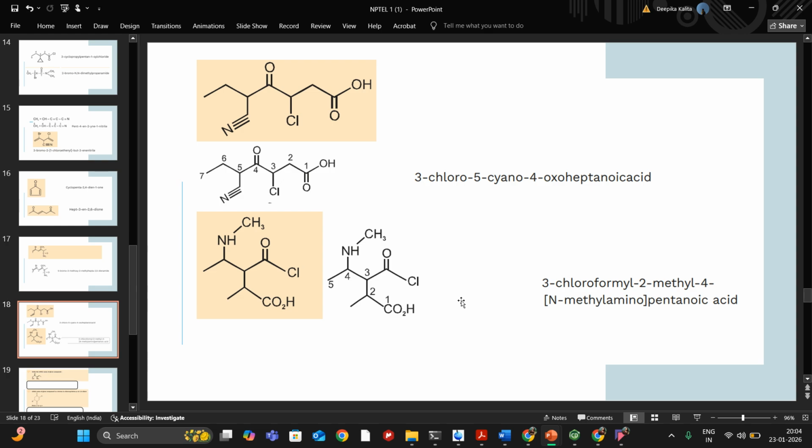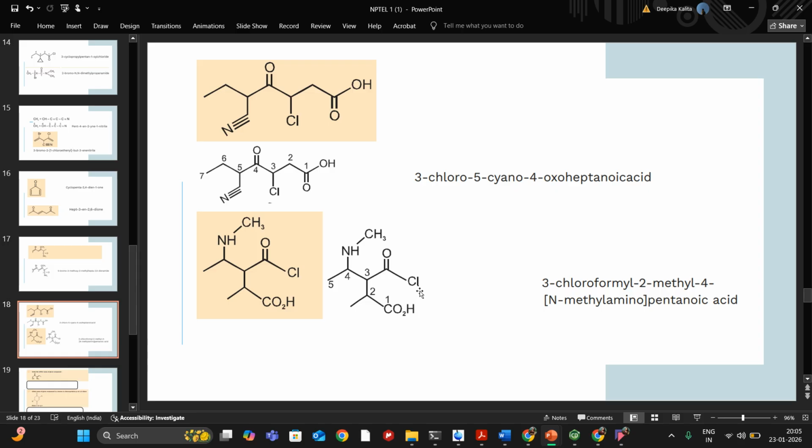Okay, so starting from this carbon atom as number 1, this compound will be called as 3-chloroformyl. Whenever you have acid chloride as a substituent, we will use formyl as a prefix, and hence it will be 3-chloroformyl, 2-methyl, 4-N-methylamino pentanoic acid.